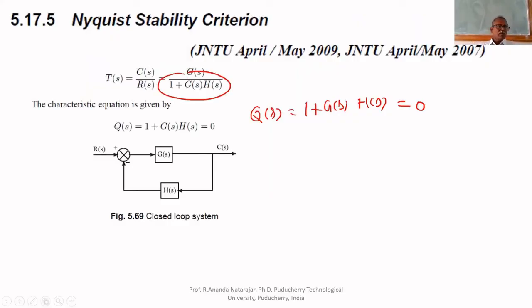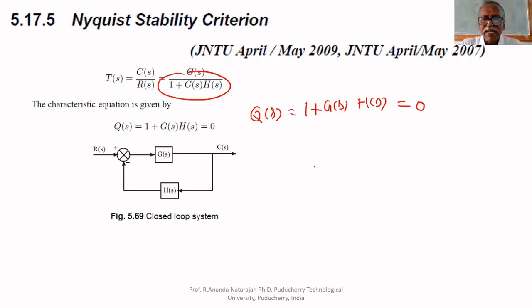For that, we are going to do the mapping. That is Q. It means we are substituting the set of points on 1 plus G of S H of S. If any zeros are inside that contour, it will encircle the origin once in the clockwise direction.